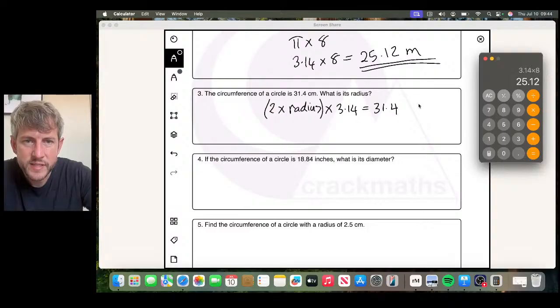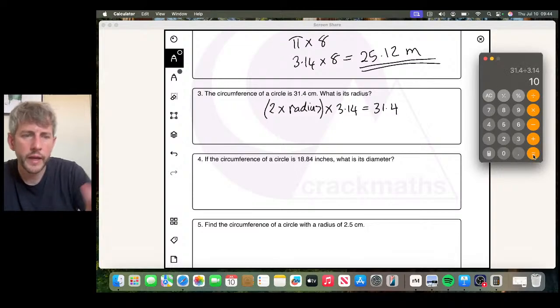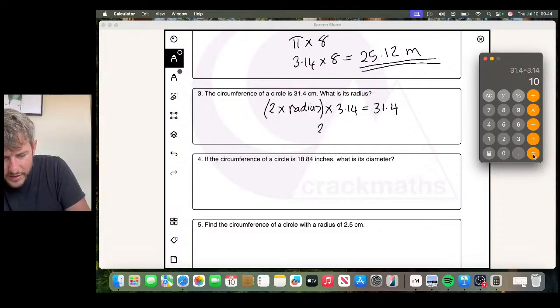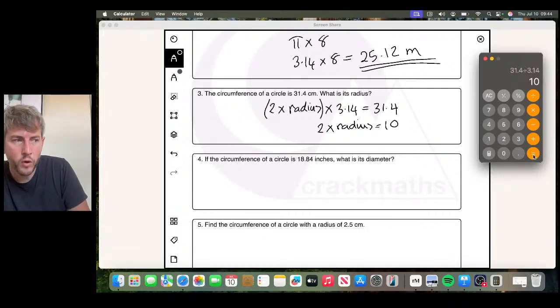So the way that we get this something is by doing 31.4 divided by 3.14, and that equals 10. So we get 2 times the radius equals 10. And then what times 2 equals 10? Well, that will mean that the radius will be 5.